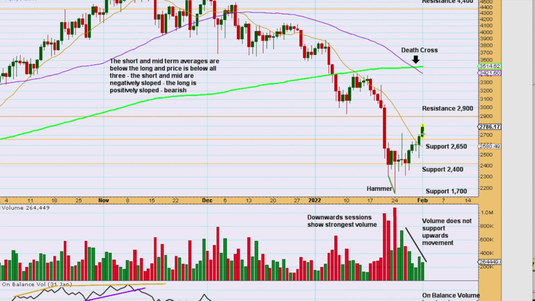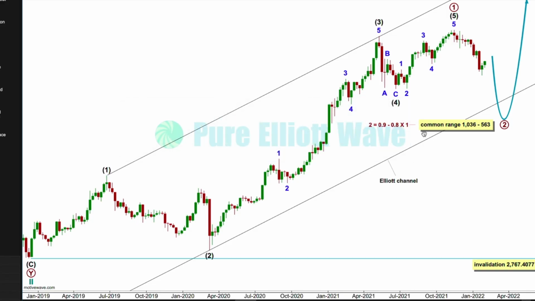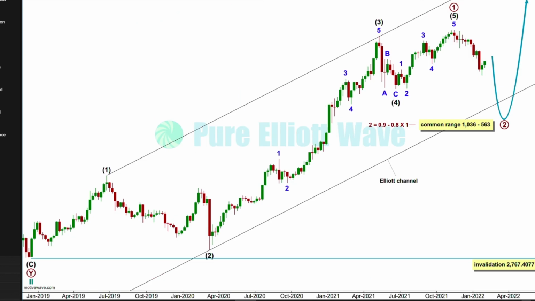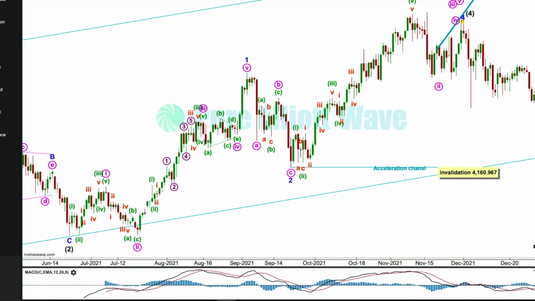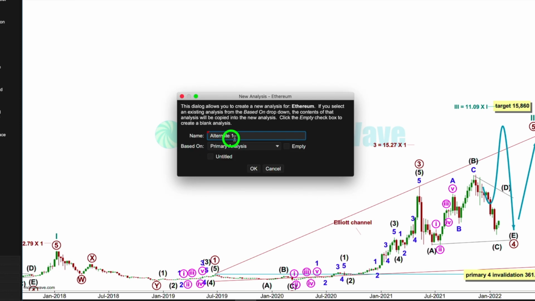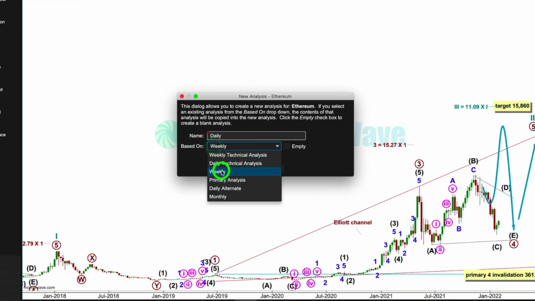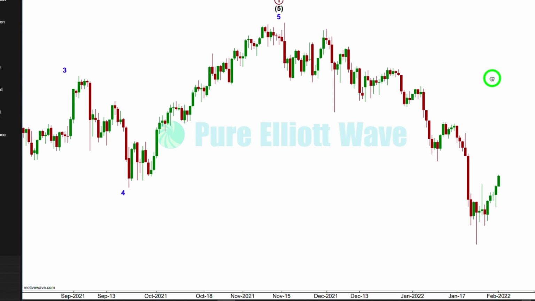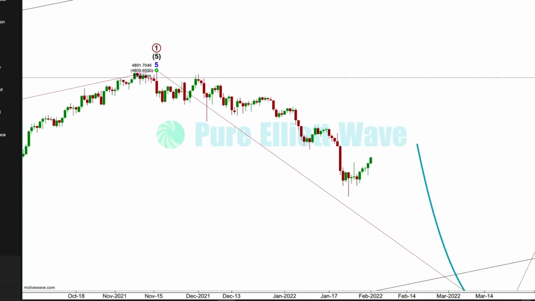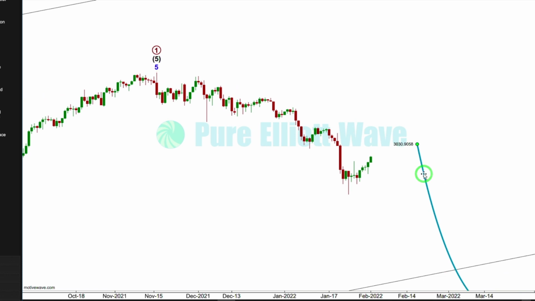That could change though. Let's go back to the Elliott wave count. What do we need to see for this to change? Well, sadly, I'm going to have to do a short-term Elliott wave count for you. Let's get rid of this. And let's create a new one. Base it off the weekly. And I want to see where could our invalidation point be? At what price point is the Elliott wave count going to be proven wrong?